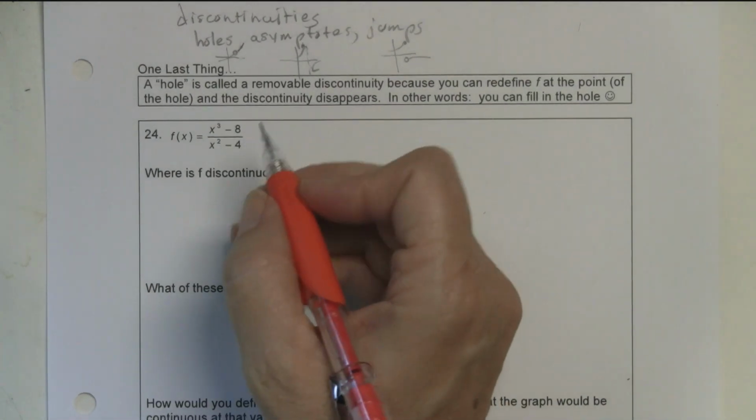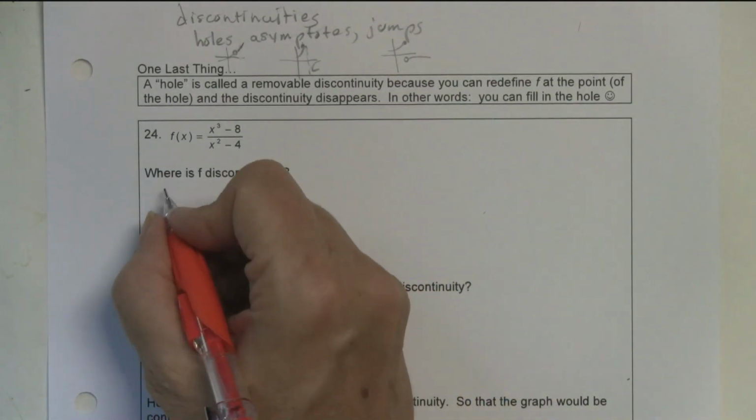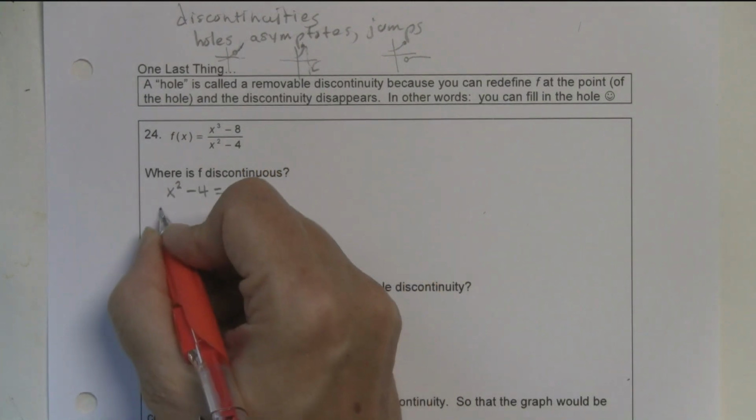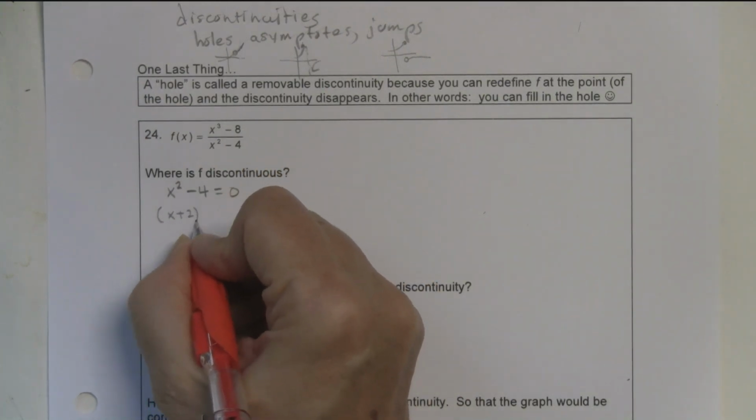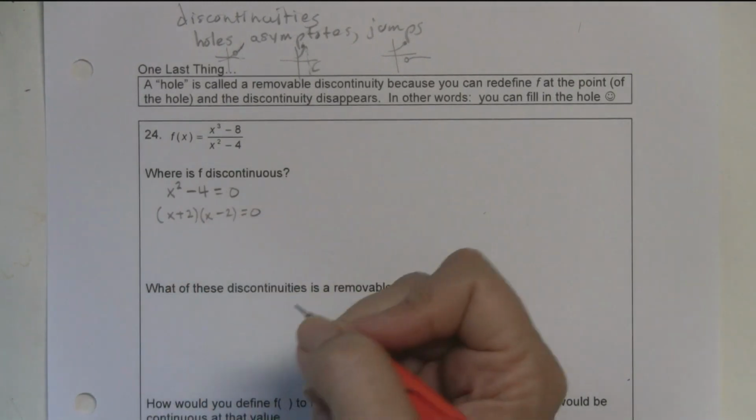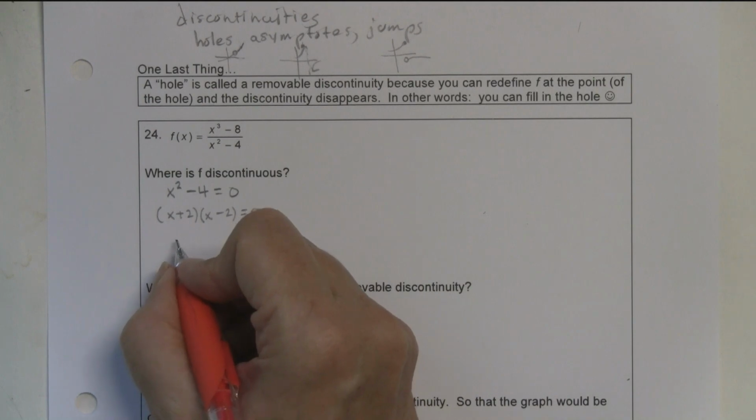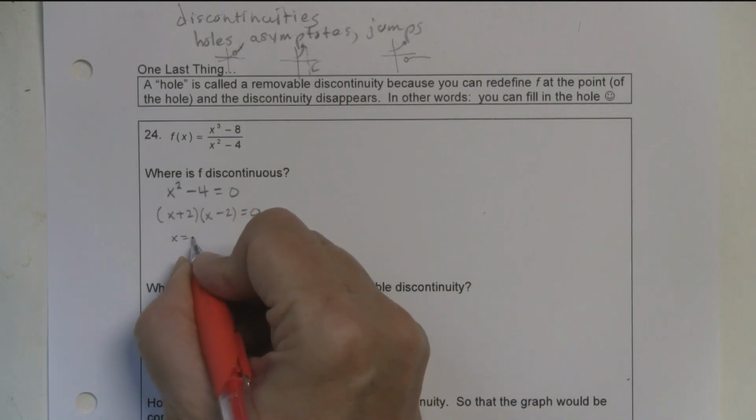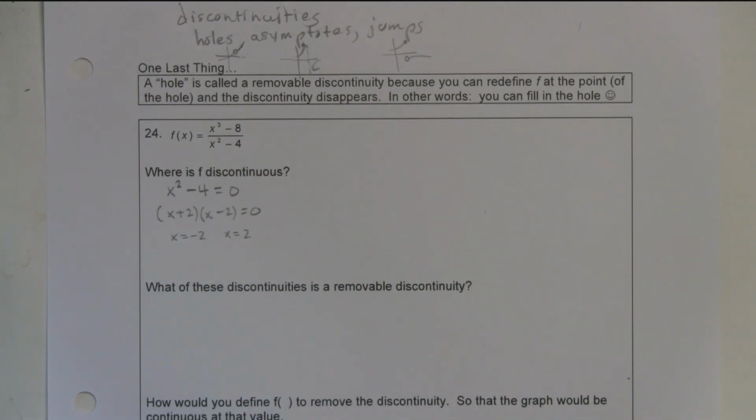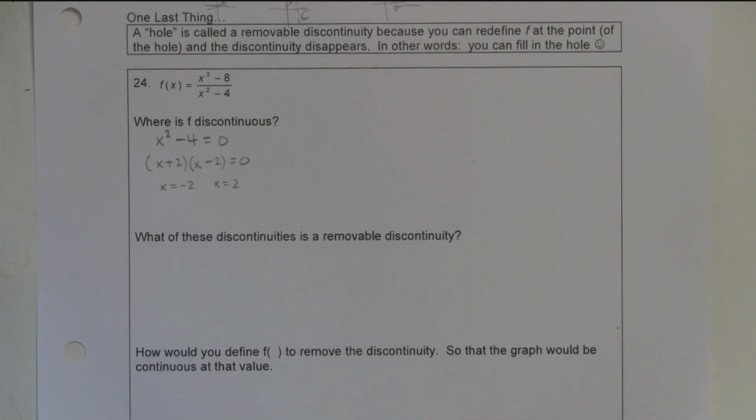And where do those discontinuities come? They come when the denominator is equal to 0. And so I could factor this as a way of solving it. I could have also added 4 to both sides and taken the square root of both sides. So when I solve it, I get x equals -2 and x equals 2. So those are the discontinuities that I have for this function right here. And I haven't specified what kind they are, but that's what they're asking.